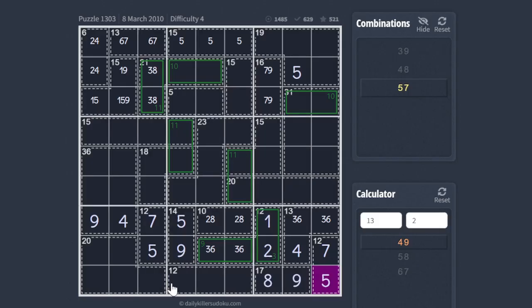So the next logical step is here in box 8, this 12 cage. The box 8 12 cage is a 1, 4, 7. Those are the only remaining possibilities.